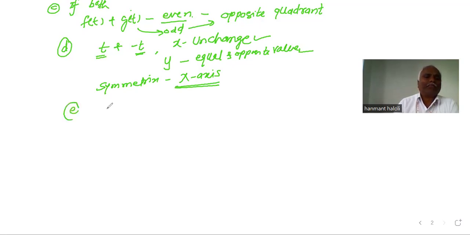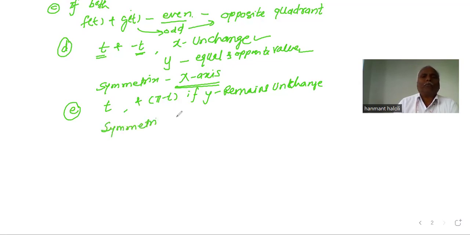Now, second case: if you replace t by pi minus t, and y remains unchanged, then you say that the curve is symmetric about y-axis.